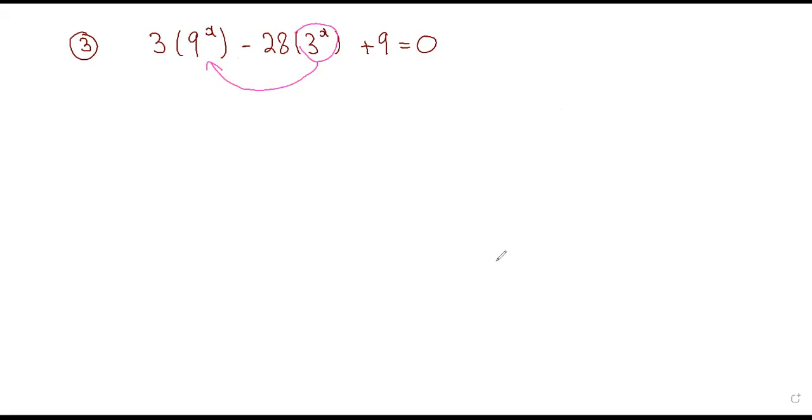Okay, so I know that the square of 3 power x would give me 9 power x. How? Let's see. 3 power x, and I'm writing down 2 outside, so this would give me 3 power 2x, and this can be written as 9 power x, right?